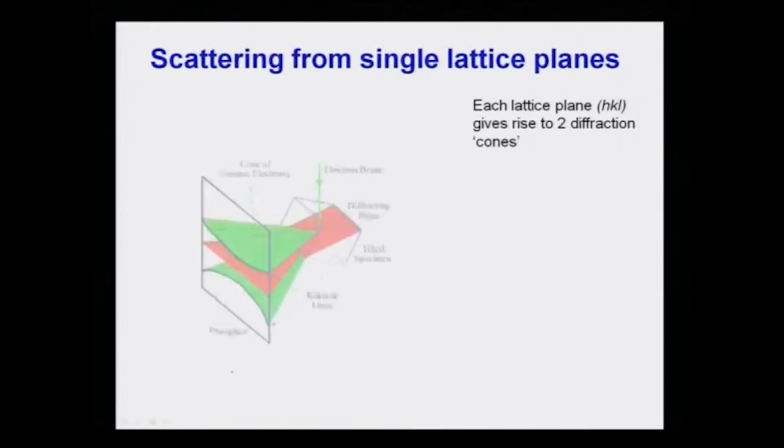So, if we want to go into more detail of the scattering from a single lattice plane, we know that each lattice plane can be indexed by HKL, the Miller indices, and it gives rise to 2 diffraction cones. Let us see how it operates.